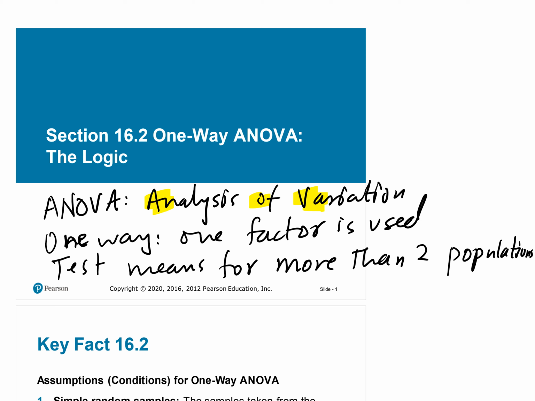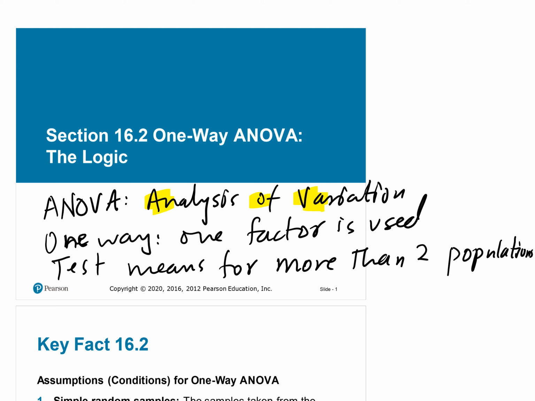Now, the reason we call it one-way is because we usually use one test here to help us with the testing. Is there a two-way? Yes, there's two-way and more, but we don't need that. And what is this used for here?